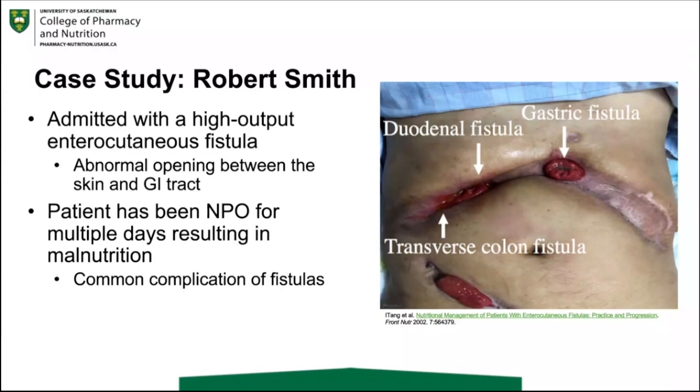Due to the high output nature of his fistula, enteral nutrition, or tube feeding, is not indicated as it would exacerbate the amount of output from the fistula. And as you can see from the image, fistulas can be quite large openings, and nutrient digestion and absorption would be limited. In Robert's case, goals of care include reducing the fistula output to promote healing and preventing further deterioration of Robert's nutritional status, and in this case, this will be achieved by initiating parenteral nutrition, or PN.